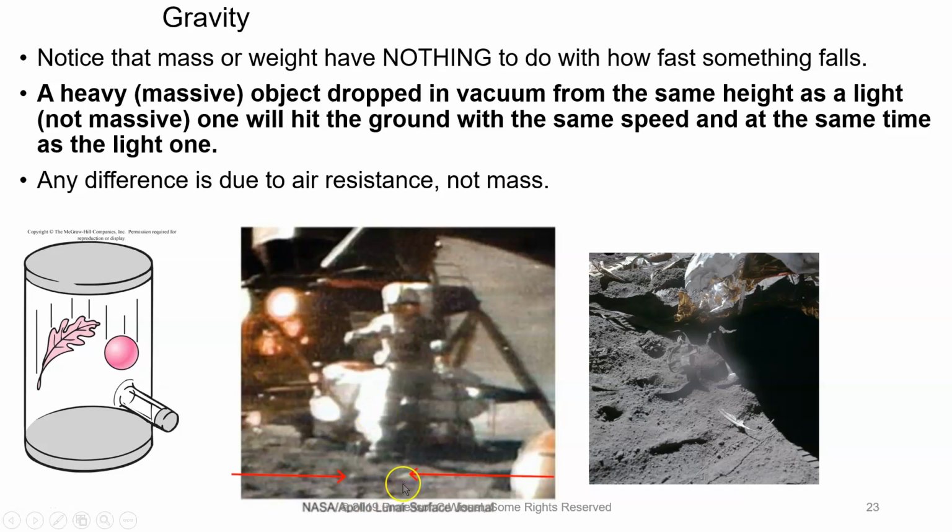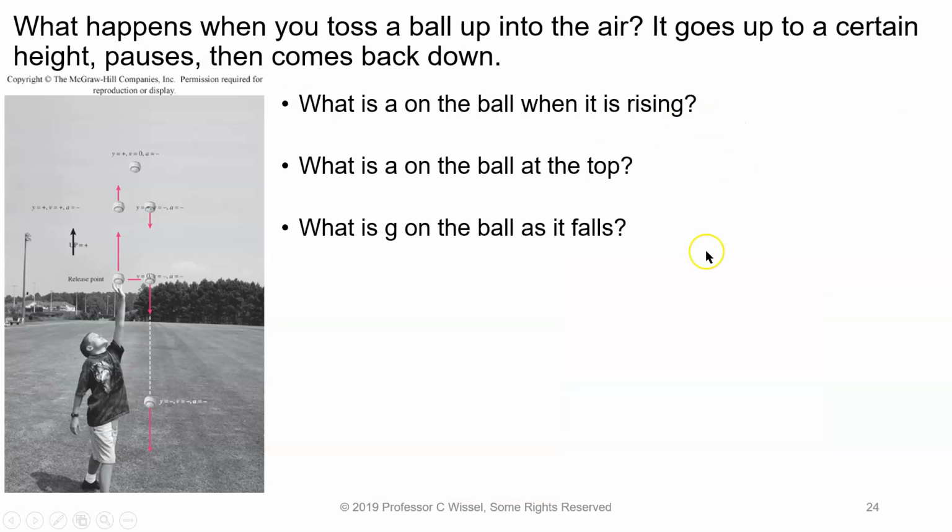So in a vacuum, you'd have no trouble with this concept, because you wouldn't be worrying about air resistance. So in this class, remember, you're usually doing this in a vacuum. So you're not doing this in air, but you are doing it in a gravity field. So what happens when you toss a ball up into the air? You all have done this. You try to toss it straight up in the air. What's it do? It goes up to a certain height, pauses, and then comes back down.